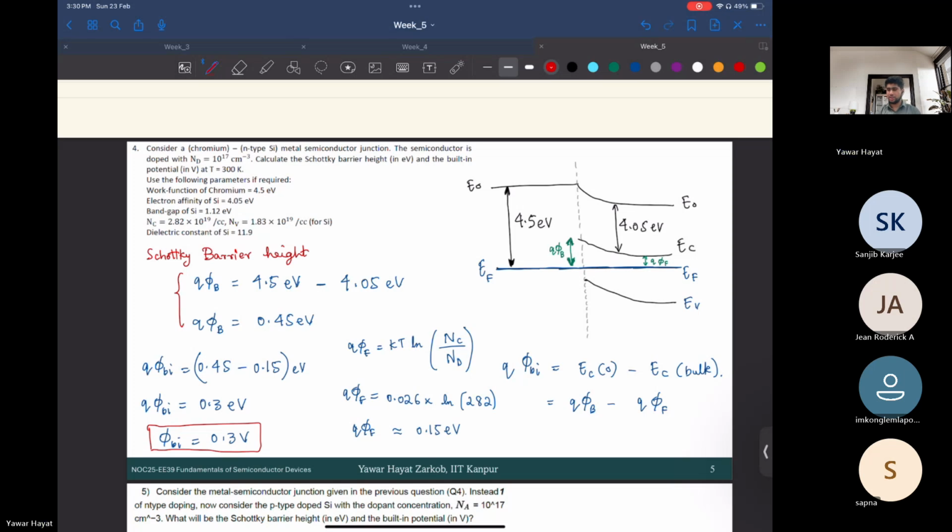That finishes this question. What is ND here? ND is the doping concentration of the donors. It was provided. Any other question or query regarding this problem? No? If not, we'll move on to the next one.